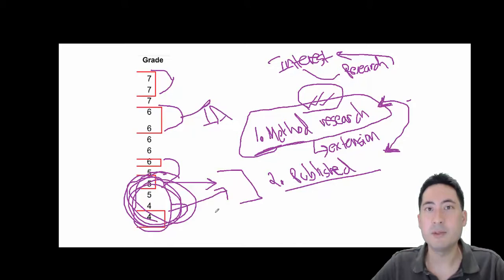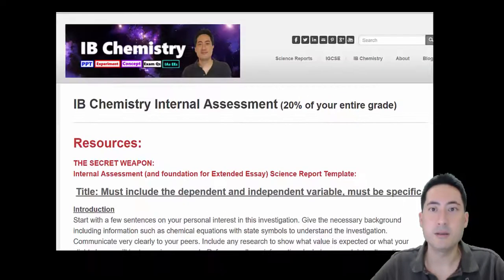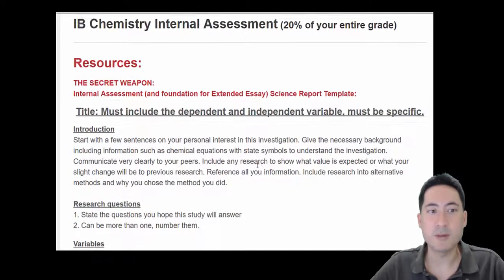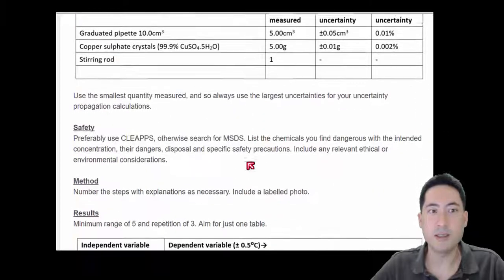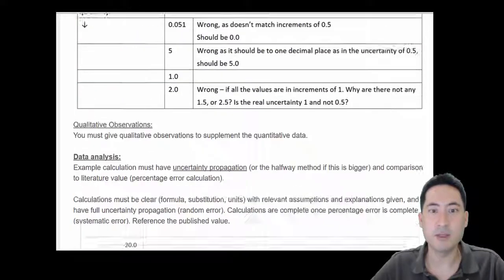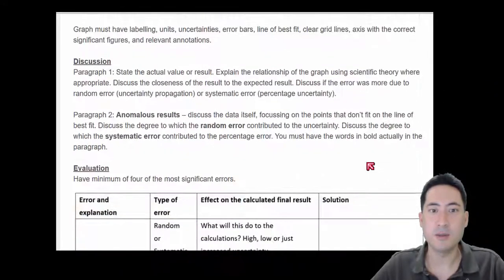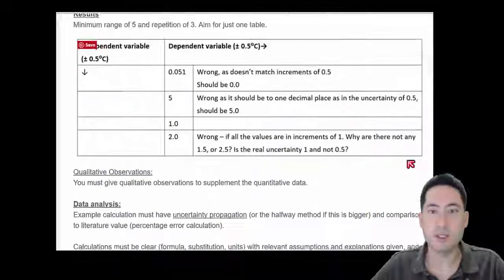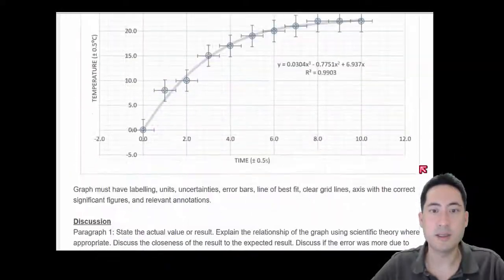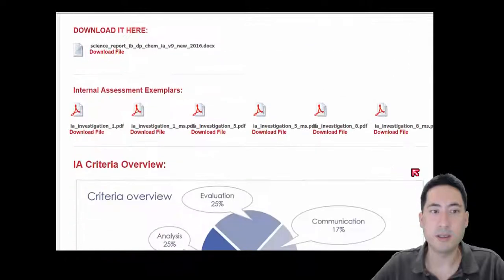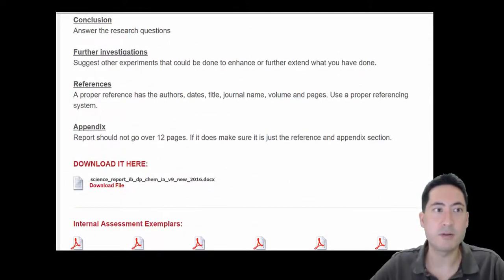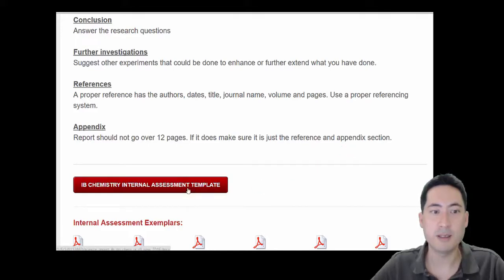So apart from that, look up the template on the website. Here I've called this a secret weapon. I've written it out so you can clearly see everything that IB is looking for. And as I've said before, this has been checked by a very experienced IA examiner. You can just go down here and download it. I've just refreshed this now to make it a little bit nicer. So you can just click on that, and that'll download the template for you.